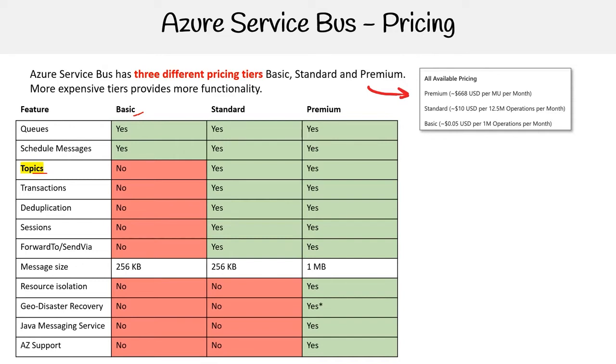But notice in basic, we don't get topics, transactions, deduping, sessions, forward to, send via, no resource isolation, geo disaster recovery, Java messaging support, AZ support. And then some of those aren't supported in standard. But then in premium, we get basically everything. And then notice the big bump in terms of the message size between basic, standard, and premium. So again, the thing I really want you to remember is that in basic, there are no topics, okay?